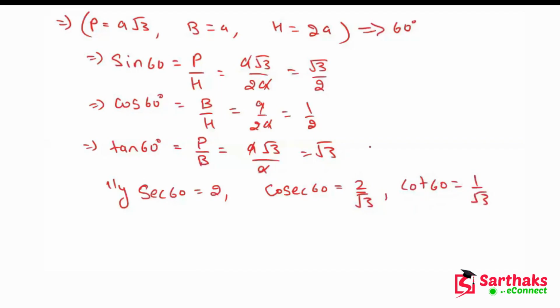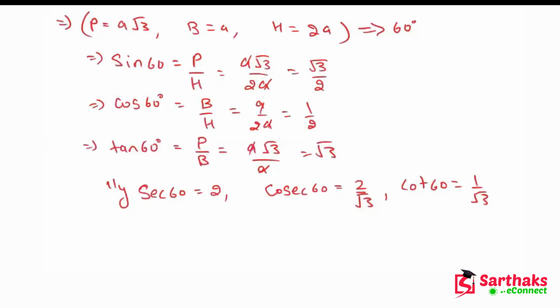Okay, my dear friend. Now we have to find what? The values with respect to 30. So for 30 we have perpendicular, it will interchange. Okay, so we have perpendicular is A and base is root 3A and hypotenuse is the same, which is twice of A. This is for 30 degrees.